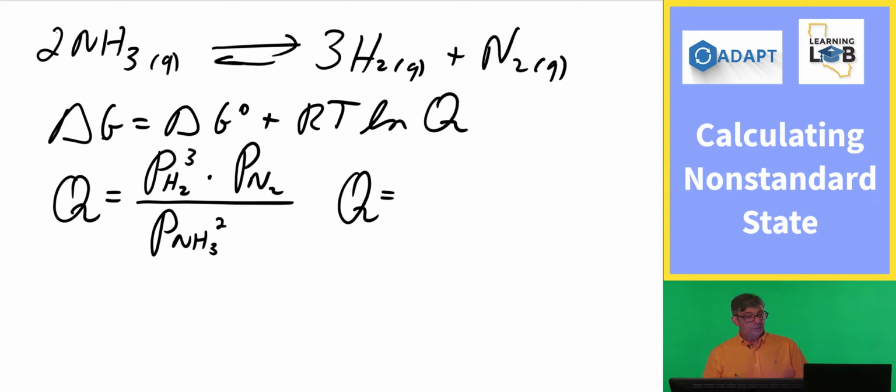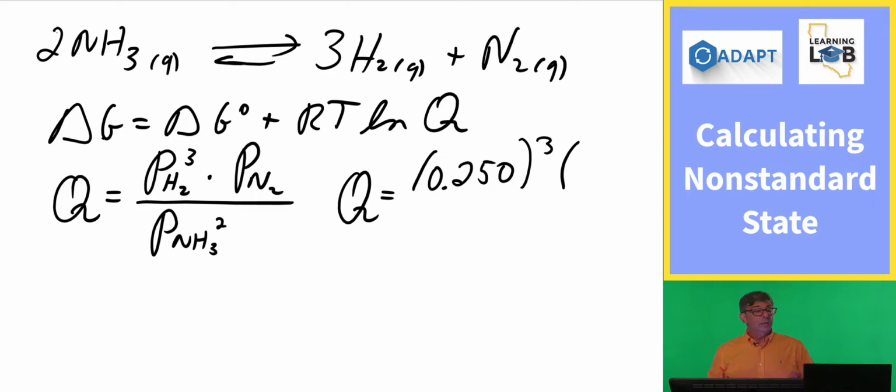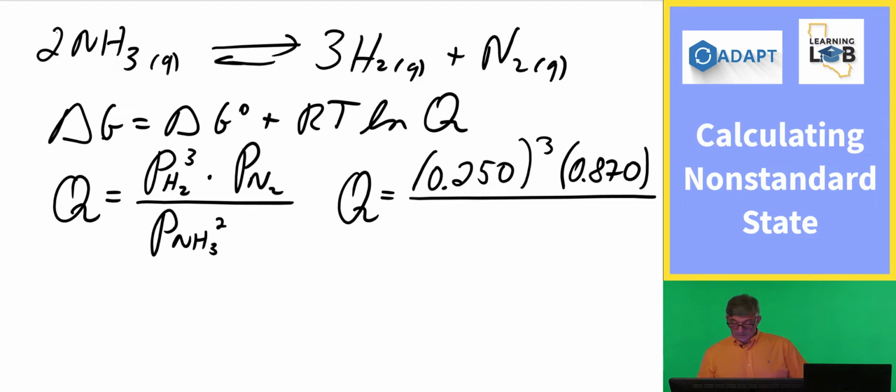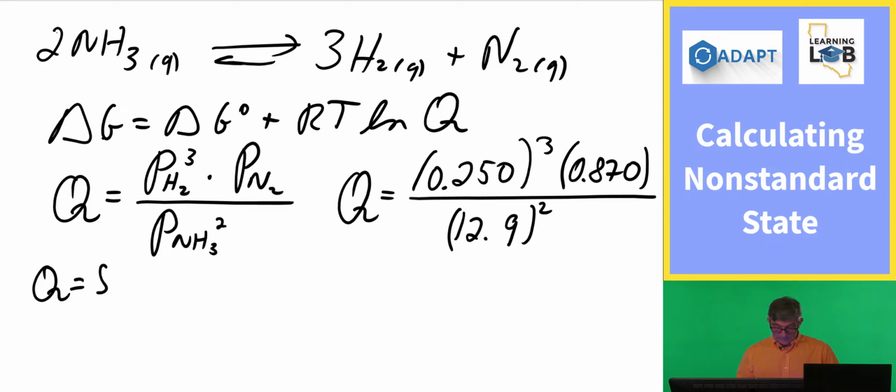Q, our reaction quotient, based on our values: the hydrogen pressure was 0.25, cubed, multiplied by the nitrogen pressure at 0.870, divided by the ammonia, which is 12.9 squared. I am dropping the units because the reaction quotient, as well as equilibrium constants, are unitless. So our reaction quotient equals 8.169 times 10 to the minus 5. Now let's make sure we have all the other parameters.